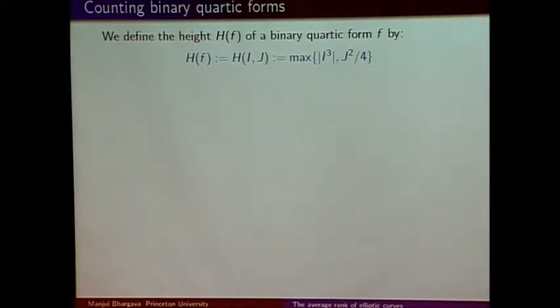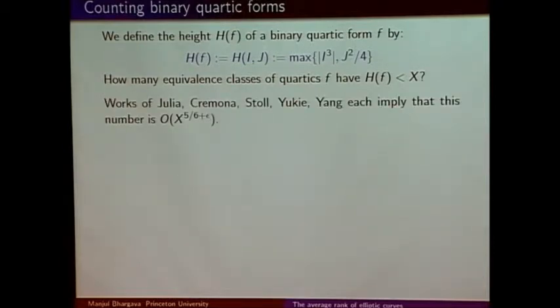Okay, so analogous to how we define the minimal height of elliptic curves, we can define the height of a binary quartic form by defining the height of that binary quartic form F to be the maximum of I cubed and J squared. Again, with funny constants, they're just for convenience, they don't really matter. So H(F) or H(I,J) is just defined to be the maximum of the absolute values of I cubed and J squared, more or less, I cubed and J squared over 4. And then we can ask how many GL2(Z) equivalence classes of binary quartic forms are there that have height less than X? That's the question of asking how many binary quartic forms are there having bounded invariants, so having height less than X.